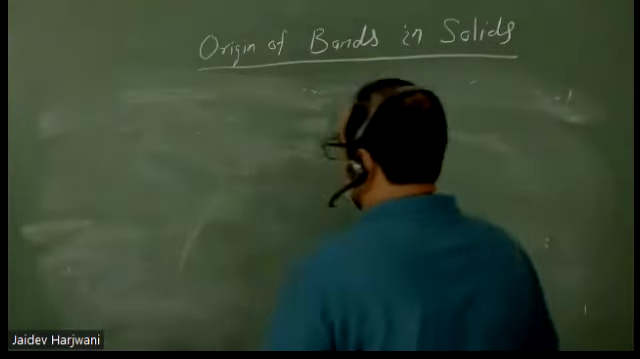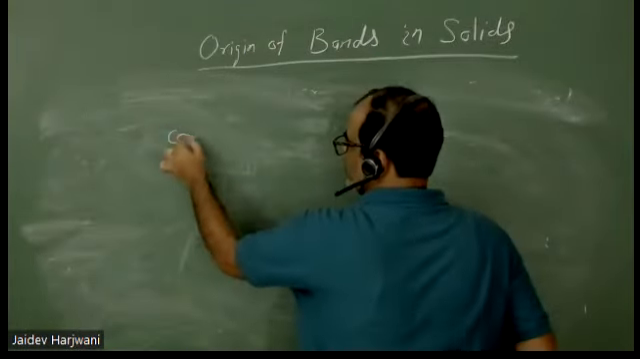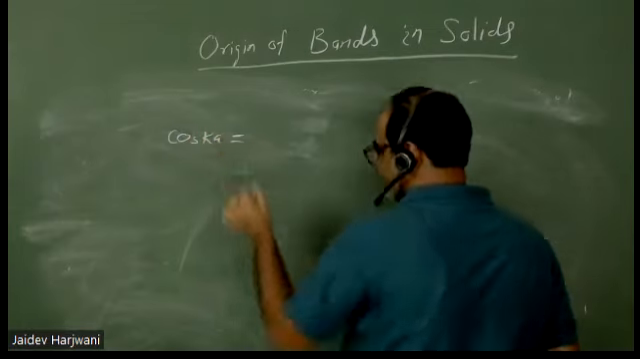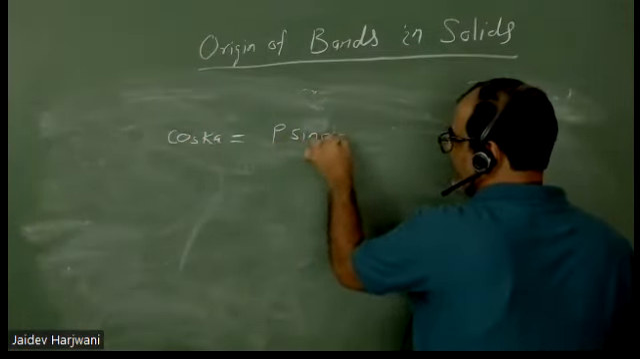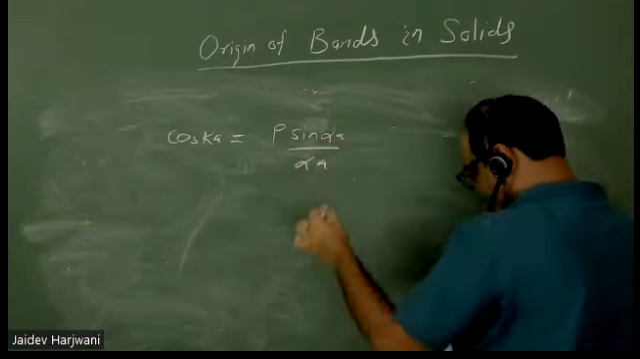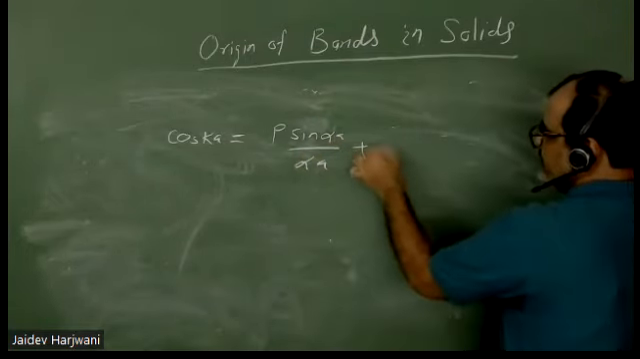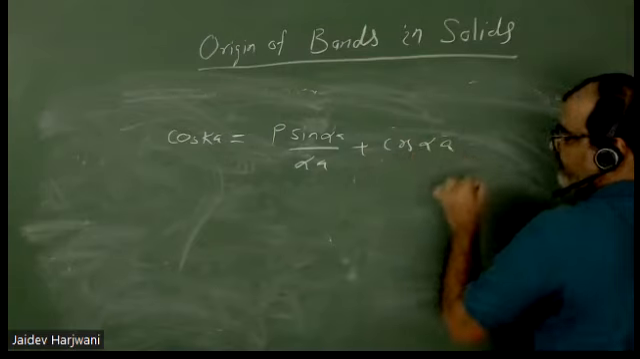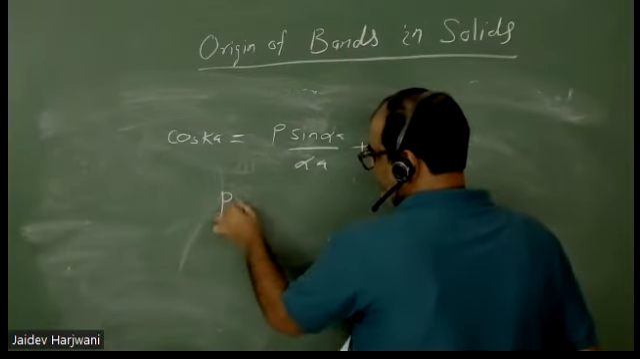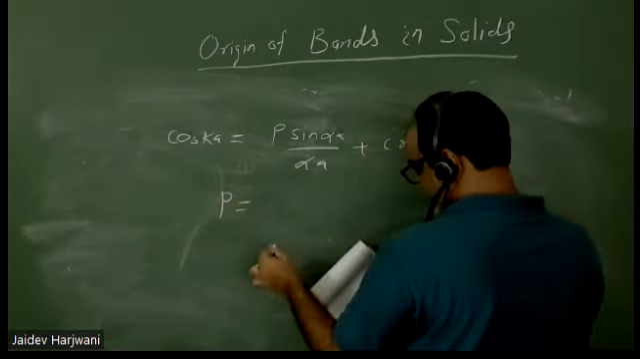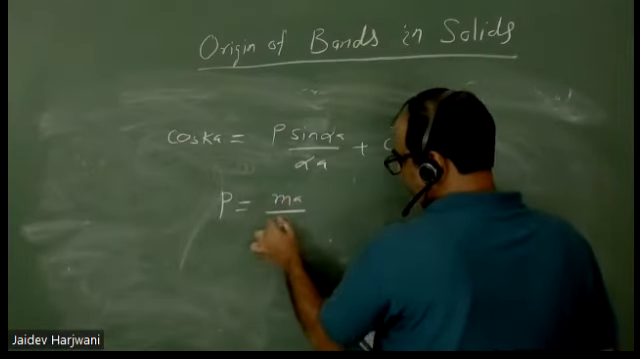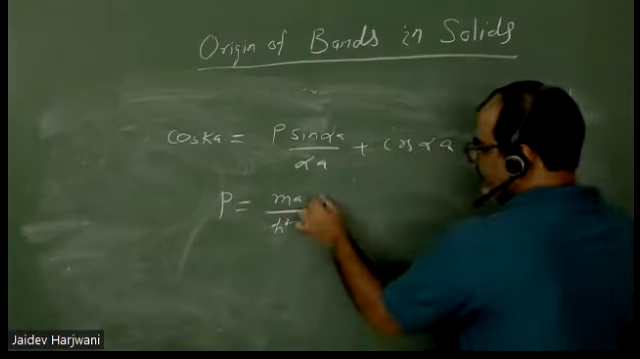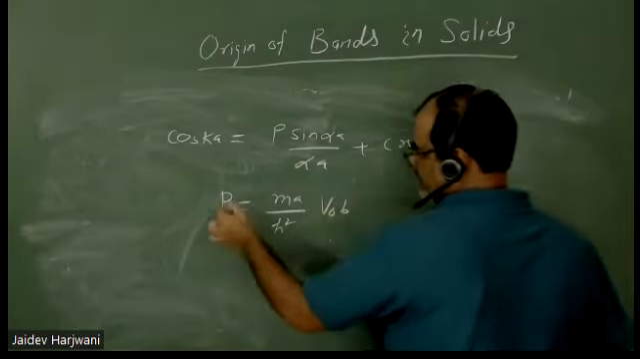We get the equation cos k = P sin αa upon αa plus cos αa, where my P is m a, ħ square, V0 b.